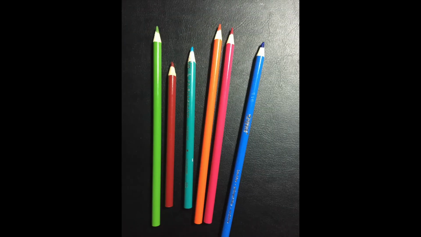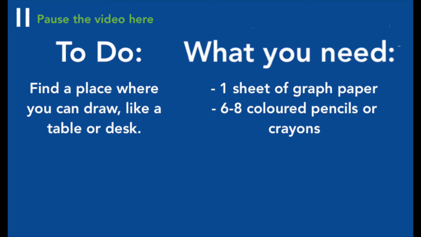We're going to do the drawing activity next, so you're going to need a few things. In a moment, I will give you a chance to pause the video and go collect them. You will need a sheet of graph or grid paper. If you have a printer, there are lots of templates online that you can print off. You can use graph paper that you already have, or you can buy a pack of graph paper. You will also need about 6 or 8 colored pencils or crayons. I'll let you pause the video now to collect those things.